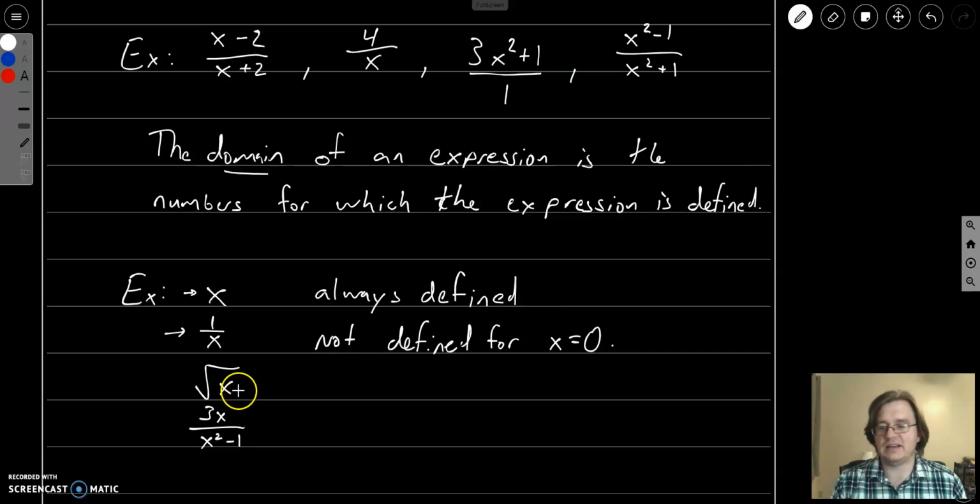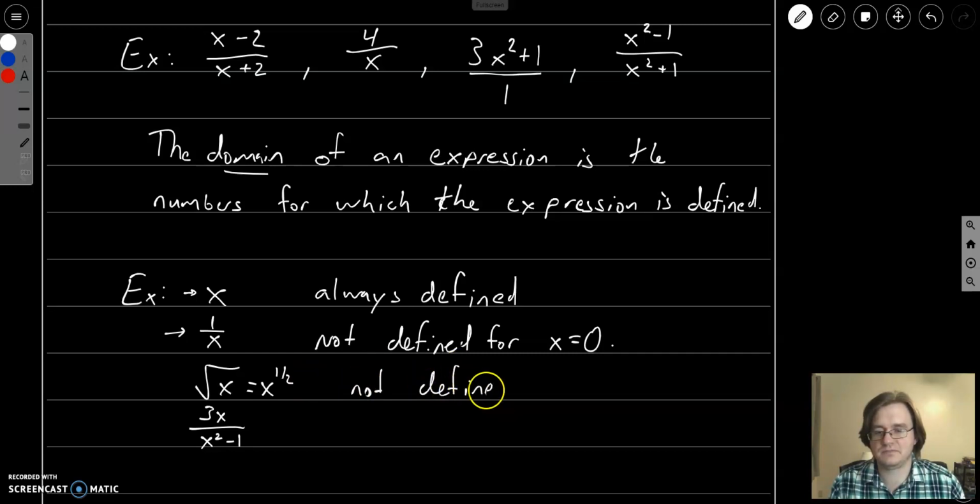When we look at a square root, which is not a rational expression, remember that this is x to the 1/2 power, which is not going to be a polynomial, and therefore it can't be a rational expression, but we can still think about the domain. Here, I can plug in any positive number that I want, and I can plug in 0. But I can't plug in negative numbers. So this is not defined for negative numbers, meaning x is less than 0.